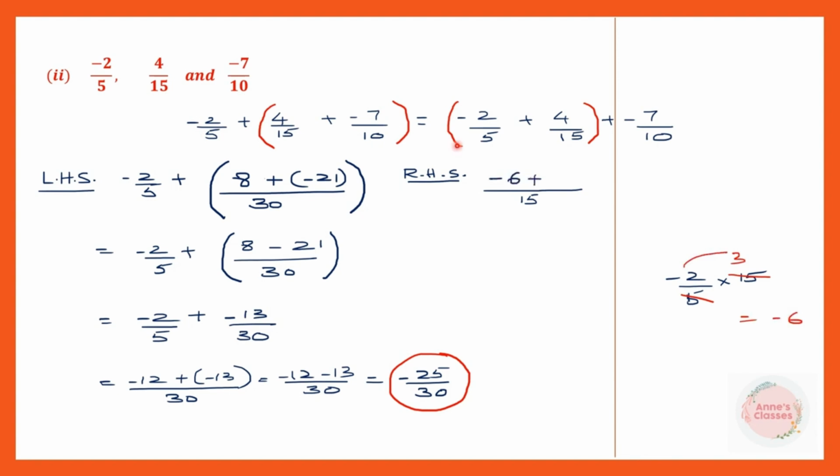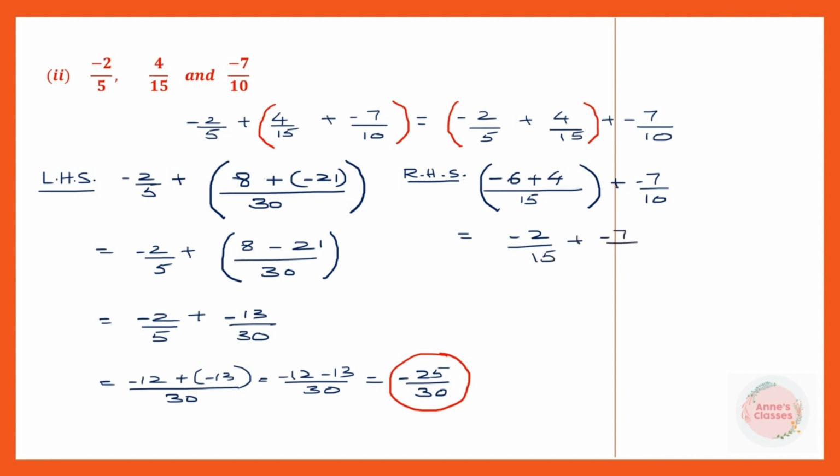Plus, now look at the second rational number. The denominator is the same, 15 and 15 here, isn't it? So we can write the same numerator, which is 4. So we write 4 here and we close the bracket. We continue with the addition of plus minus 7 by 10. So let's work out what's within brackets. Now here we have minus 6 plus 4. Signs are different, so we can put the sign of the bigger number and subtract. So that becomes minus 2 by 15. And here we have plus minus 7 by 10.